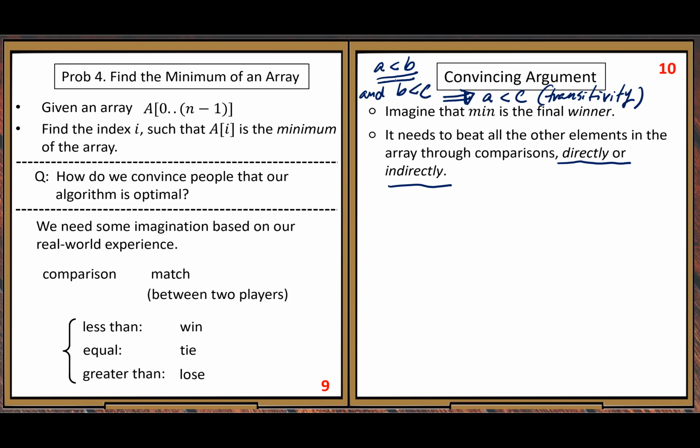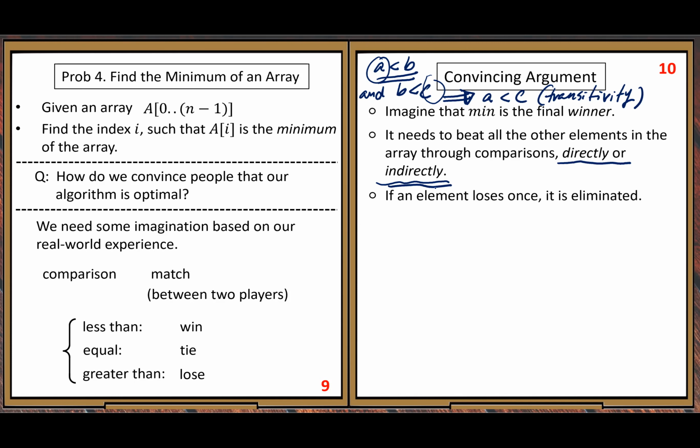So that means we do not need to compare A with C directly. By transitivity, we already know A less than C. Why do we need another comparison of A with C? If we have A less than B and B less than C, it's enough. A less than C, right? In that situation, we call it indirectly. A beats C indirectly.